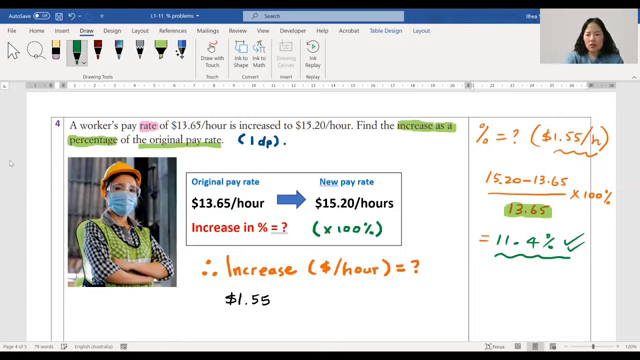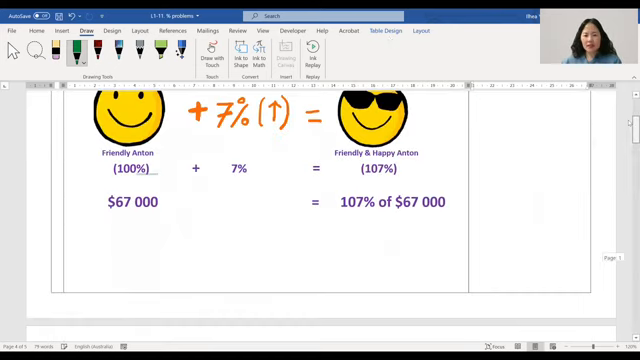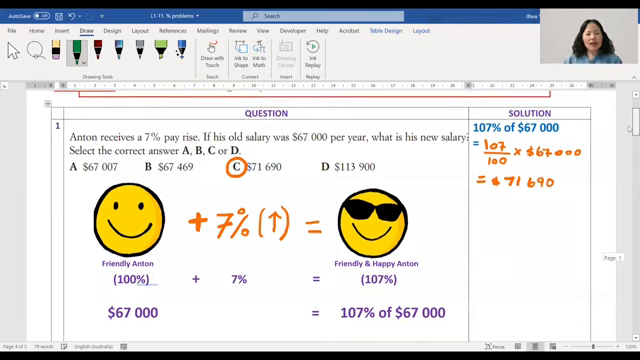Any questions on this? Miss, yes, question? I didn't really get the first one, miss. Okay, let me go back. This one? Yeah, that one. Okay. So Anton's pay is 67,000. He's getting 100%, isn't it? Yeah. And then he's got a 7% pay rise on top of that 100%. So the new pay becomes 107%. Does that sort of make sense?